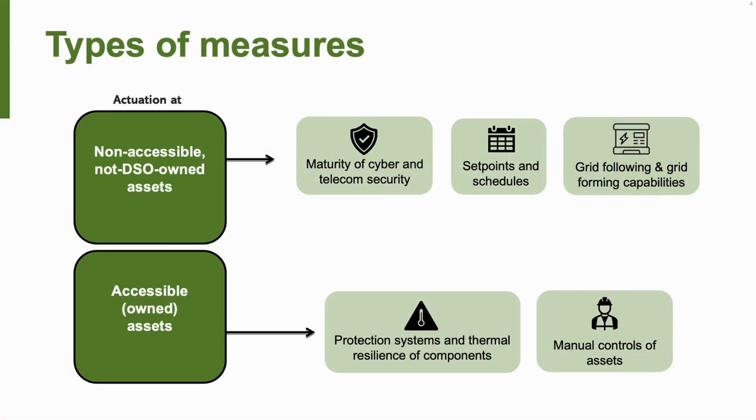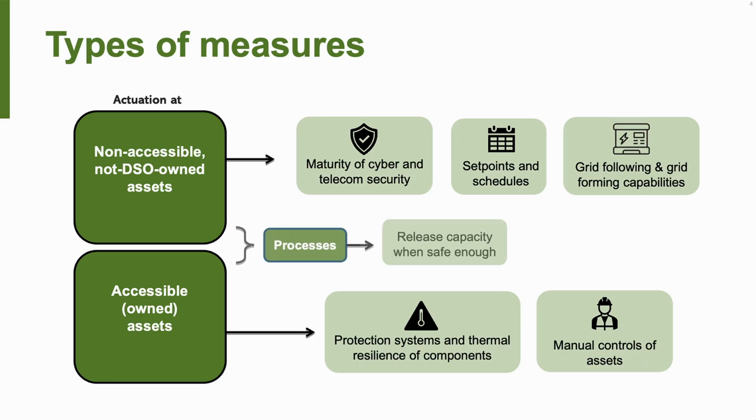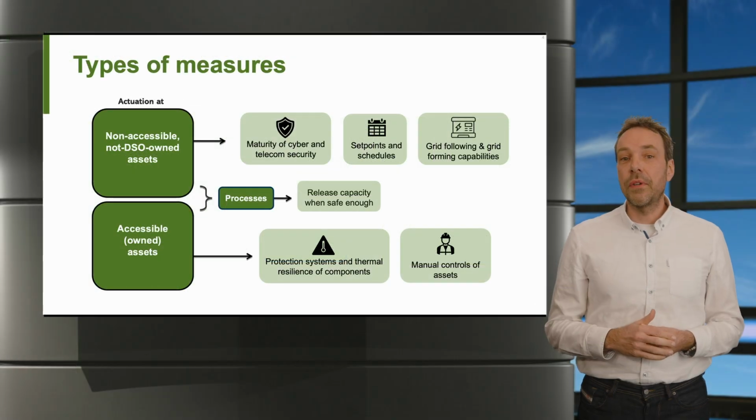Manual control is also important. Even without automation, operators must still be able to switch and operate assets manually if needed. Next are operational processes, such as releasing capacity when it's safe. The closer to real time, the better we can predict the situation and use the grid more efficiently.